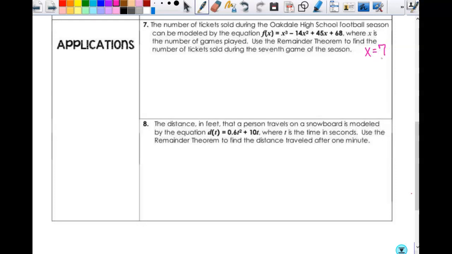So if I want to substitute 7 in. So you could substitute it in, but yuck, right? So instead, we're going to do synthetic substitution. This gives me 1, -14, 45, and 68. Okay. Go ahead and do your synthetic division.